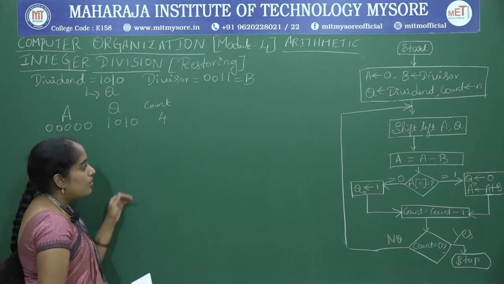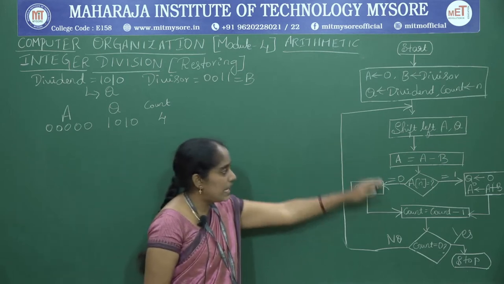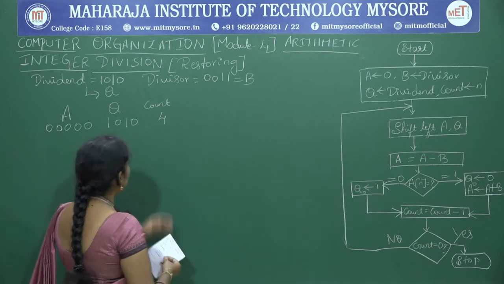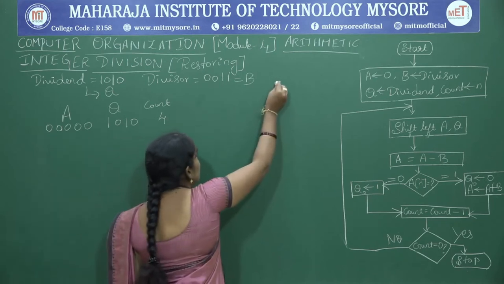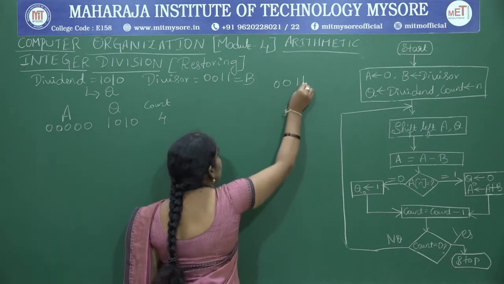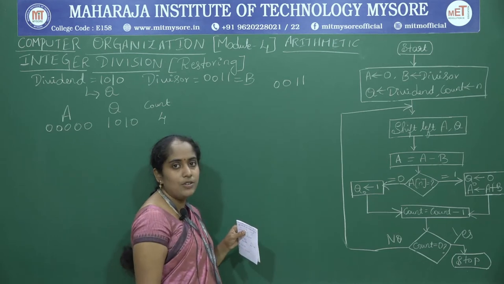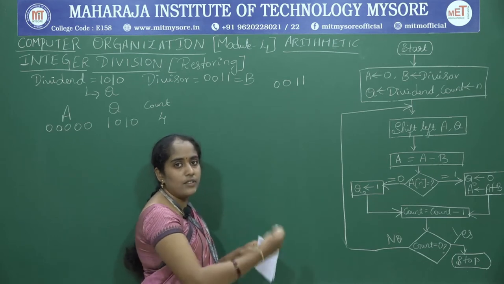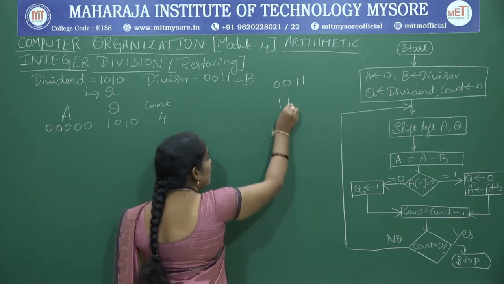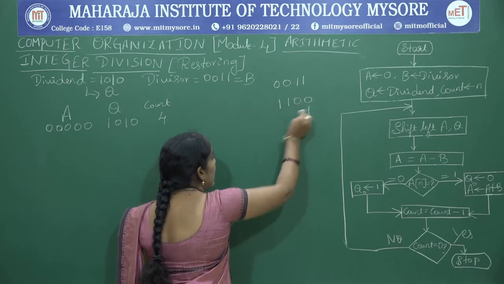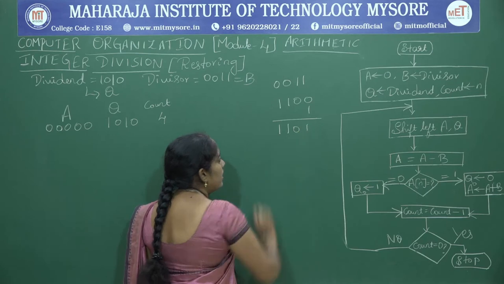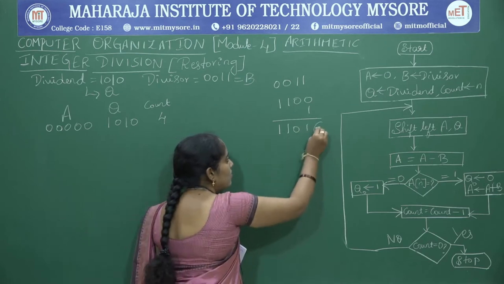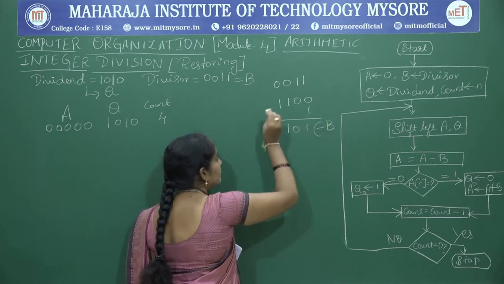Before going to the next step, you need to take the 2's complement of B. This is the B value, 0011. First take the 1's complement of it, 1100, and add 1. You will get 1101. So this is minus B.